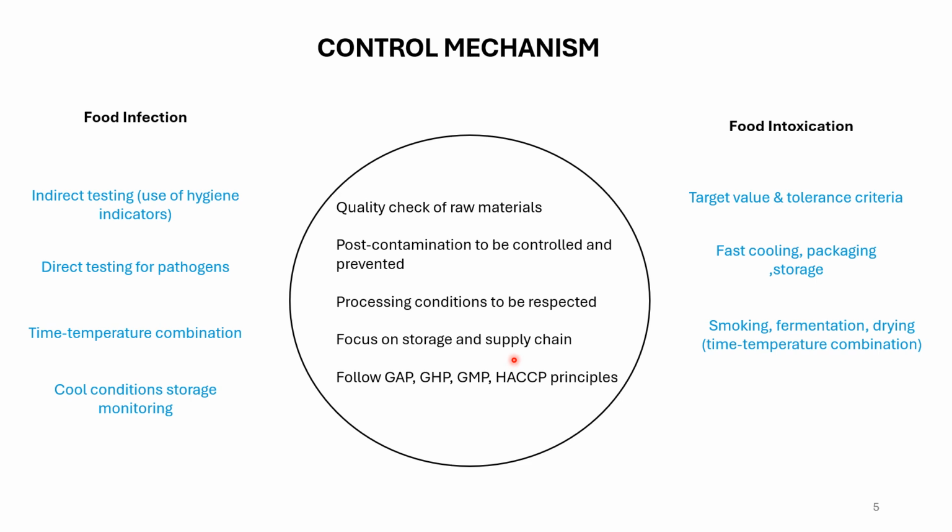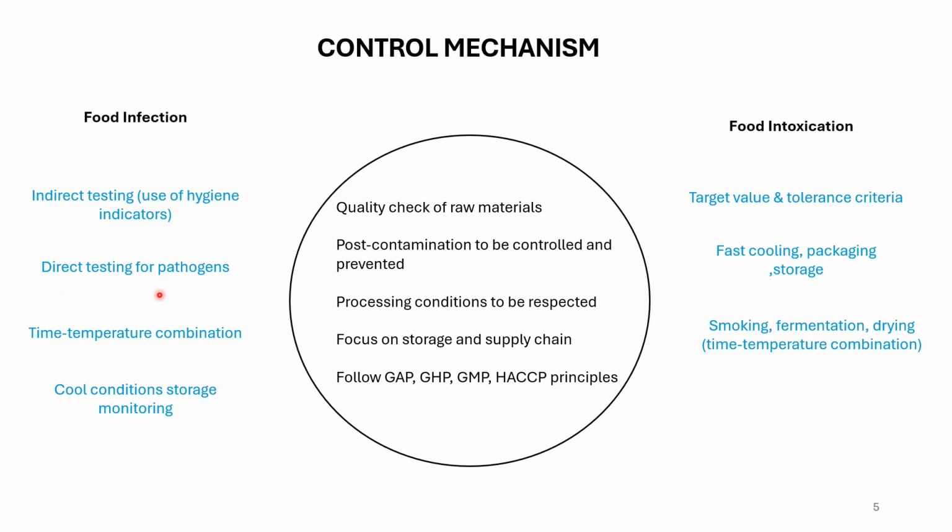Apart from that, you have to take several precautions for both types of poisoning. So when you're doing quality check for raw materials, in case of food infection, you can do indirect testing using hygiene indicators, which will indicate the presence of pathogen. This is a cheaper testing methodology and it's easier because you get results within a few hours. In case of direct testing for pathogen, it's a long, tedious process.